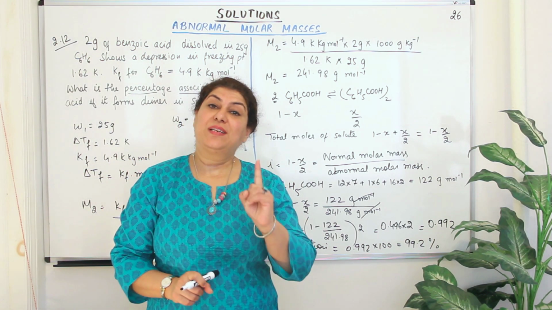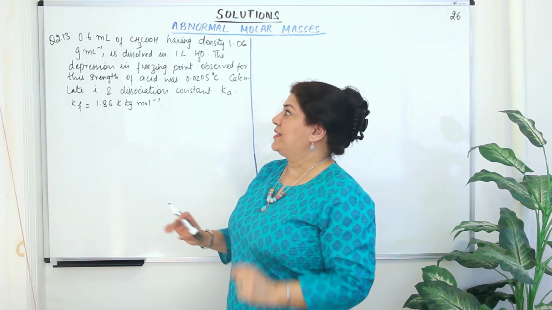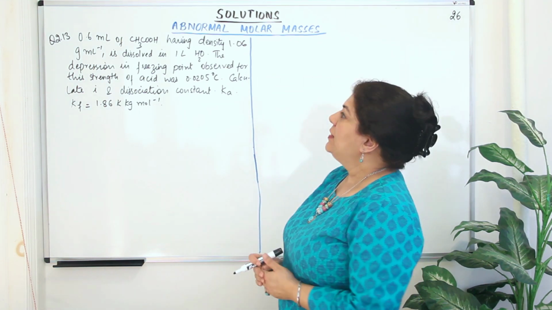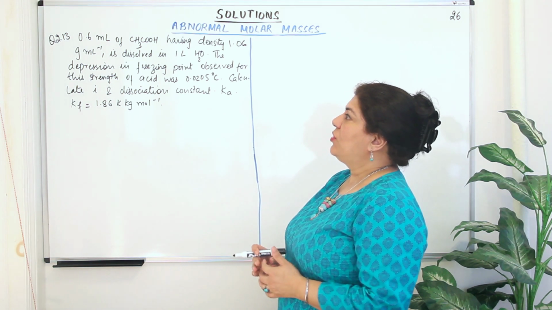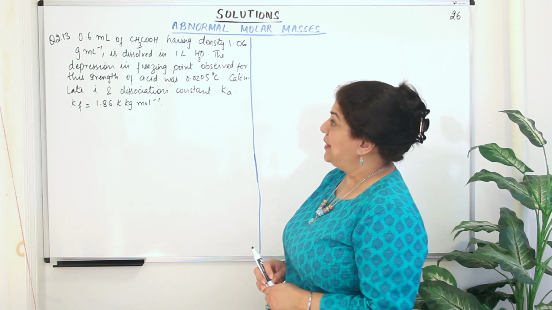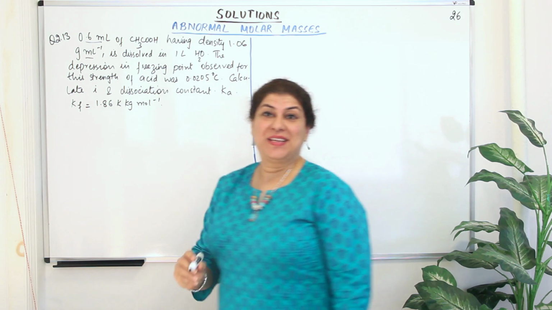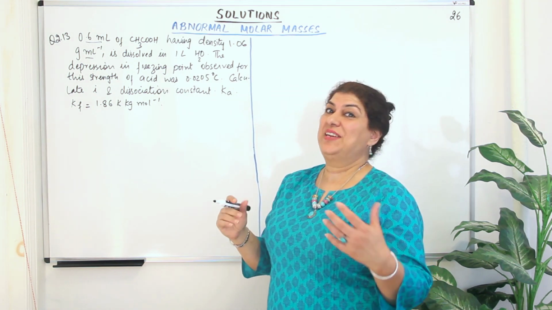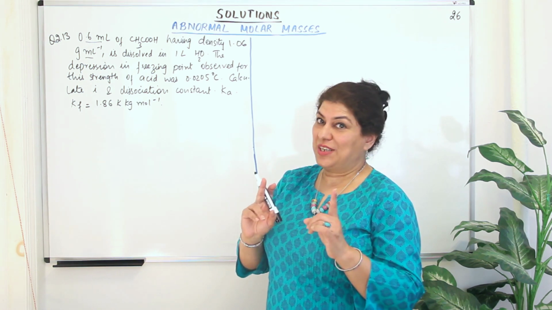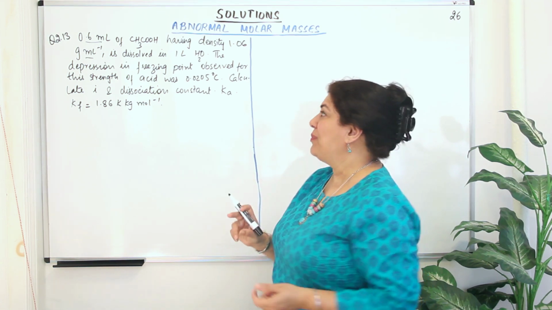Now give me a moment to write down one last problem. Let us now solve the next question. This is question 2.13. Let me read the question first. 0.6 milliliters of acetic acid having a density of 1.06 grams per ml. Look, volume and density are given to you. What is density? Density is mass per unit volume. Mass is not given, volume and density are given. Just a trick to make you calculate even the mass.